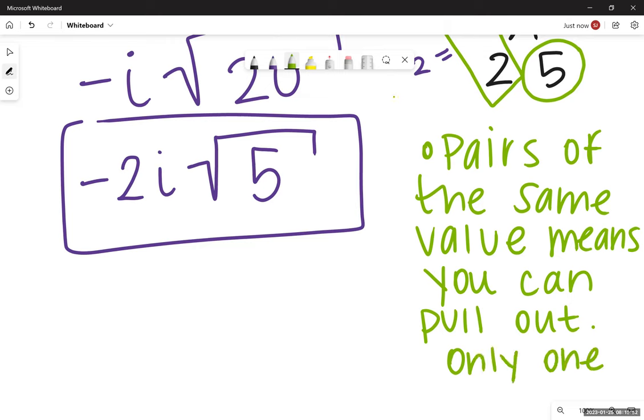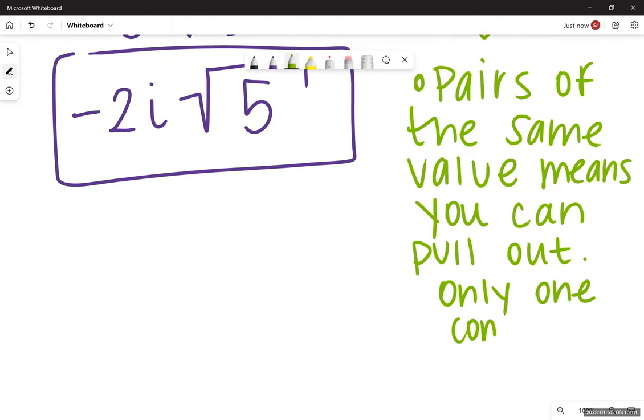So pairs of the same value, right? That was the 2 and the 2. Pairs meaning it's 2 of them, right? Pairs of the same value means you can pull out only one comes out.